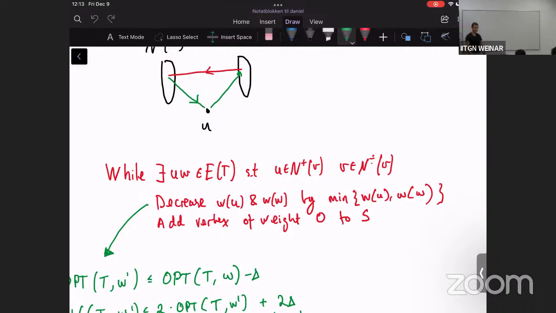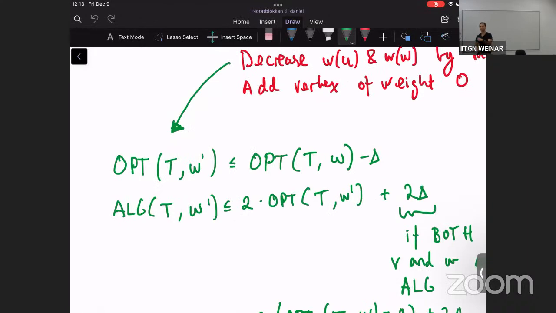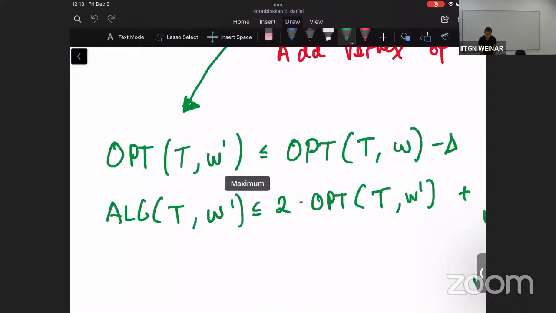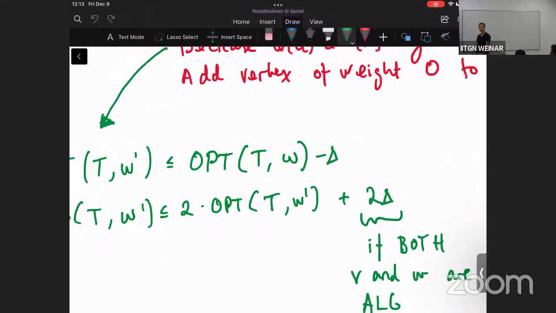And I claim that if I now have a 2 approximate solution that avoids V after the reduction, then I have one before the reduction as well. So let delta be the amount that I decreased the weights, like the minimum of the two weights. Picking the 0 weight vertex is now free, so I'm only going to track what happens when I decrease the weights. The optimum of the tournament with respect to the new weight function is at most the optimum with the old weight function minus delta, because I know that opt contained at least one of those two vertices whose weight I decreased.